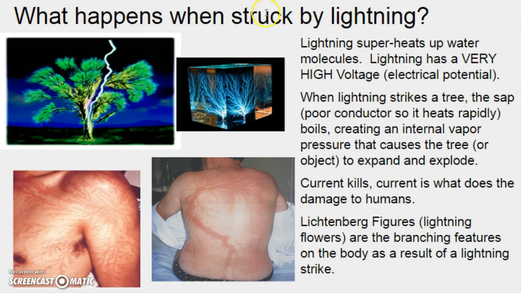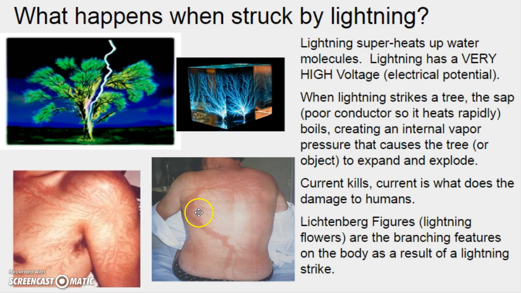So what happens when something gets struck by lightning? Well, if I look at this tree here, lightning superheats water molecules. And lightning has a very high voltage, which is an electrical potential. When lightning strikes a tree, the sap, which is a poor conductor of heat, heats up very rapidly and it boils, creating an internal vapor pressure that causes the tree, or whatever the object is, to expand and explode. But it's current that kills. Current is what does the damage to humans.